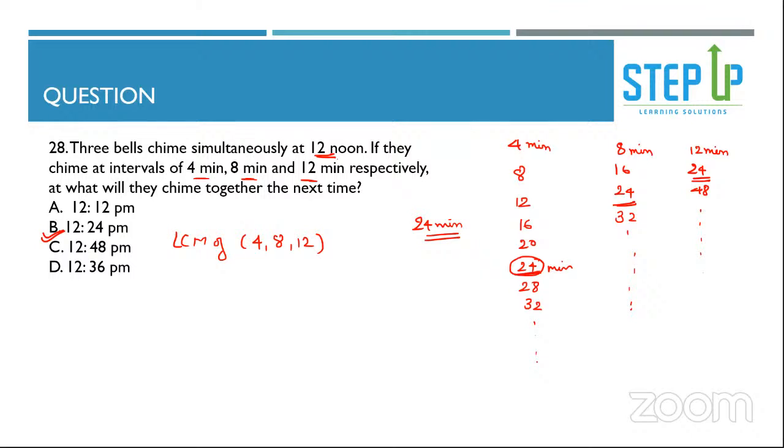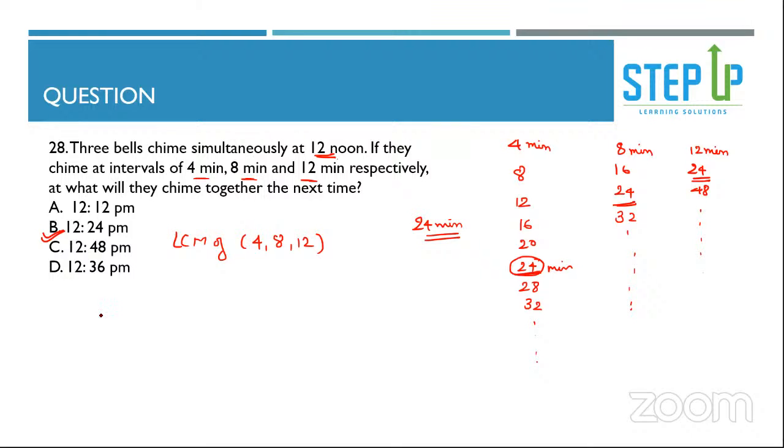There could be one more question, like a guy is going from point A to point B, and there are traffic signals. There are three traffic signals. One gets green after every 20 seconds, second gets green after every 40 seconds, and third gets green after every 60 seconds.